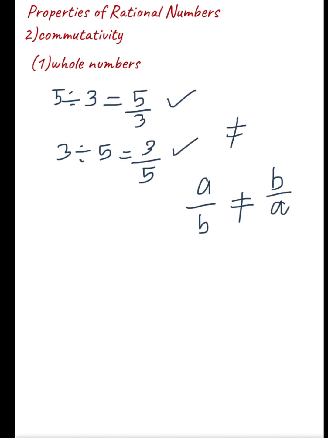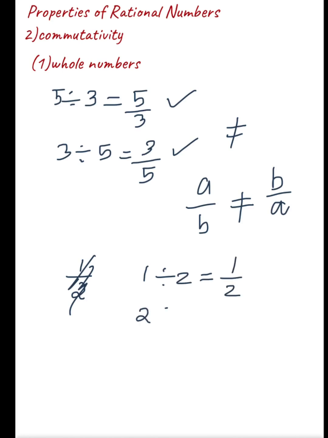Okay, that means division is not commutative for whole numbers. You can take any other examples, the answer will be the same. For example, I am taking 1 divided by 2. The answer will be 1 by 2.